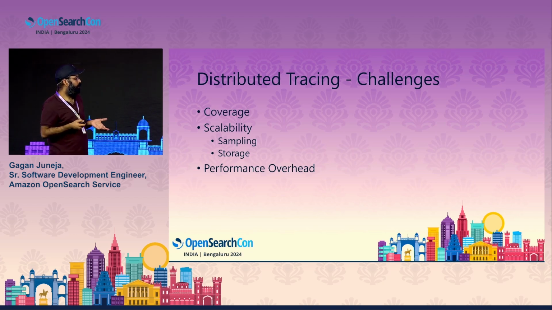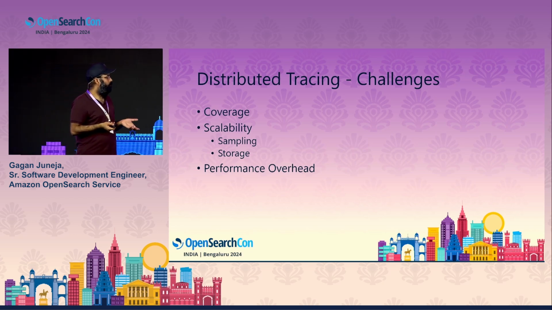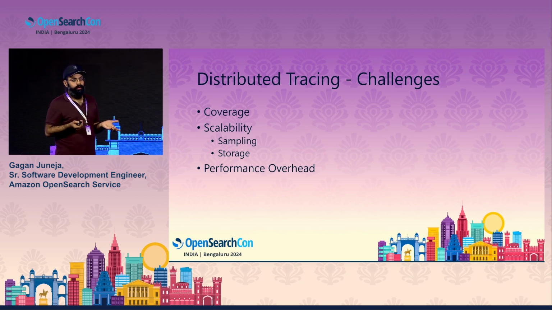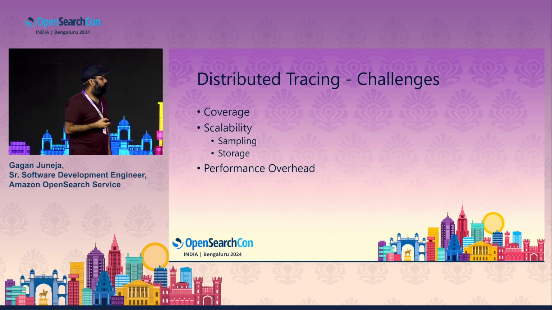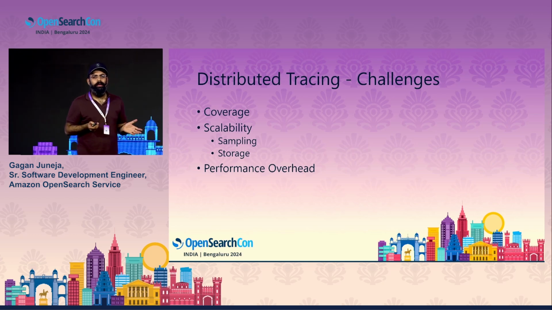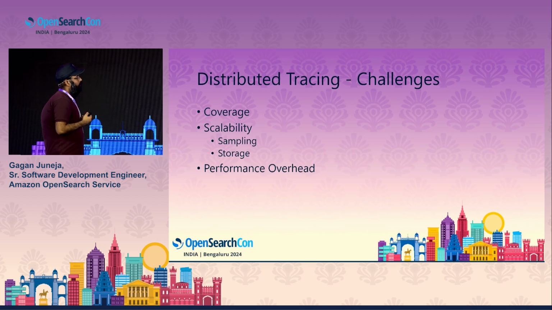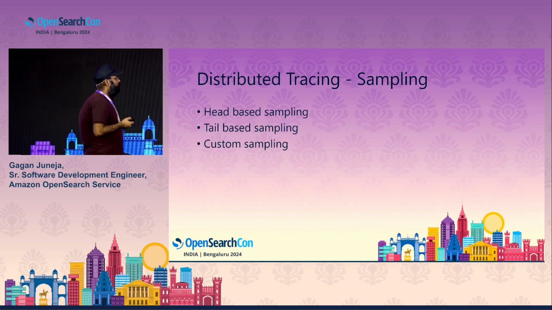Another challenge is scalability, because you cannot trace each and every request. It's going to be very costly, and you require a lot of storage and a lot of resources from the OpenSearch node itself. So there is an option called sampling, where you can intelligently sample which requests you want. We will talk about it. Then there is performance overhead. We did a lot of tuning, and with that we are able to achieve very minimal overhead when tracing is run through the cluster.